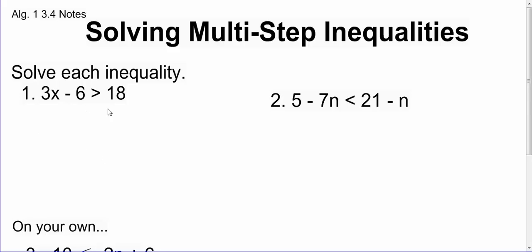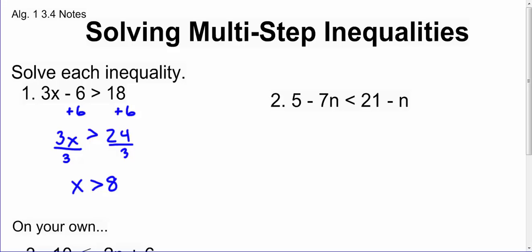It says 3x minus 6 is greater than 18. If you think of this inequality as being the same as an equal sign, we would know, okay, well, we need to add 6 to each side. So we would have 3x, keep the inequality as it is, greater than 24. Then we can divide both sides of the inequality by 3. And we would know that x is greater than 8.